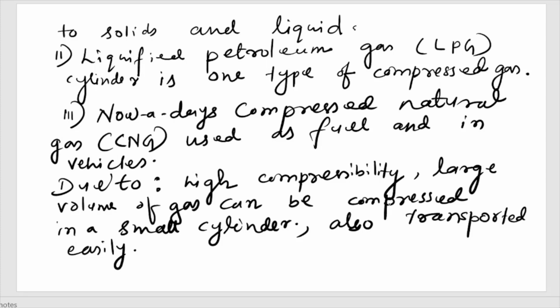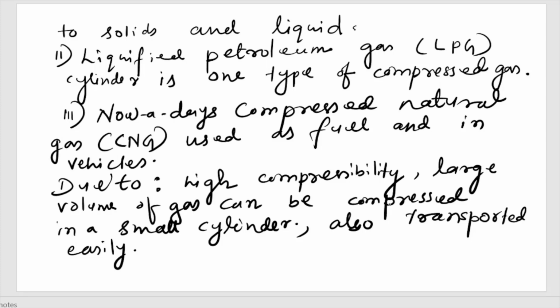Nowadays there is compressed natural gas, CNG. C means compressed, N means natural, G means gas. It is used as a fuel in vehicles also. In big cities they are using CNG, which is written on the vehicle, CNG vehicle. That means compressed natural gas is used as a fuel in vehicles.